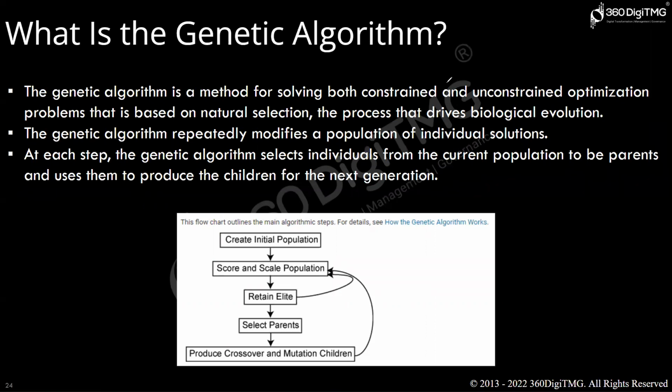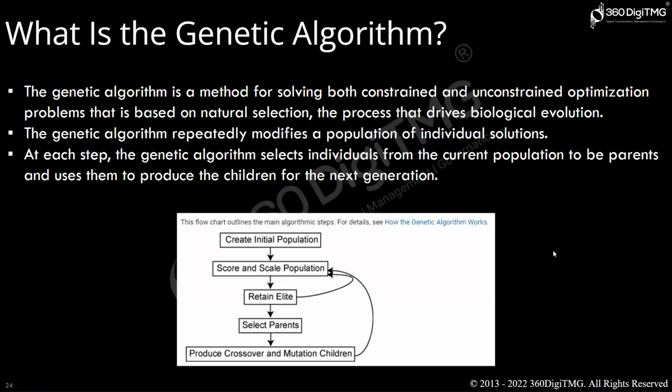So in this genetic algorithm, you can see the flow chart. You can see create initial population. We're going to score and scale the population. We are going to retain elite, and after that we're going to select parents, and produce crossover and mutation of children. So genetic algorithm is nothing but a method for solving both constrained and unconstrained optimization problems, based on natural selection. So we have seen the flow chart for that also. So we'll be moving on.